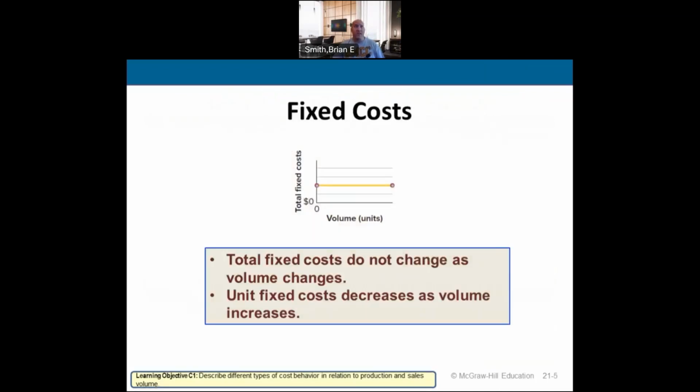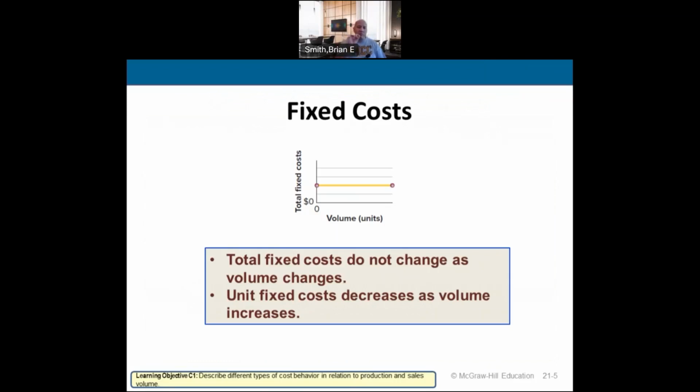The first one is a fixed cost. Over time, in total, fixed costs will not change. If you have a rent expense for your factory and it's $5,000 a month, it's not going to change whether you produce 1 unit or 100 million units. It's still going to be $5,000 per month in total.